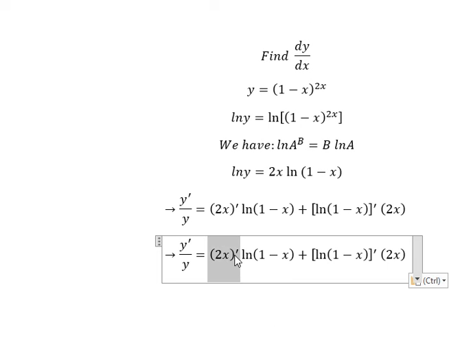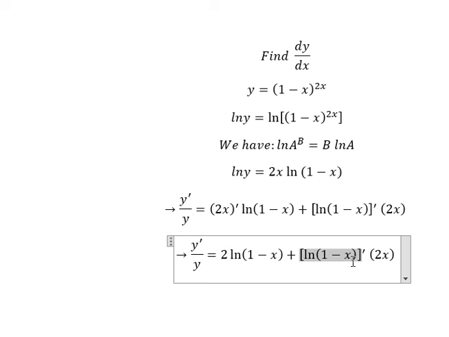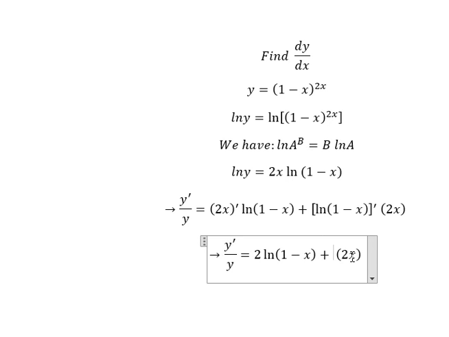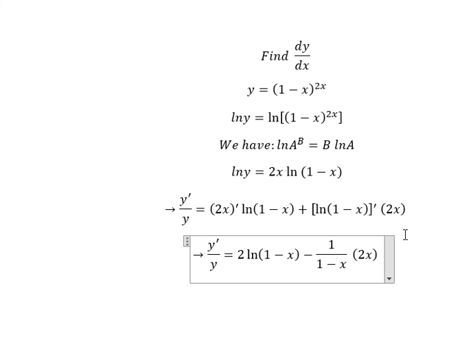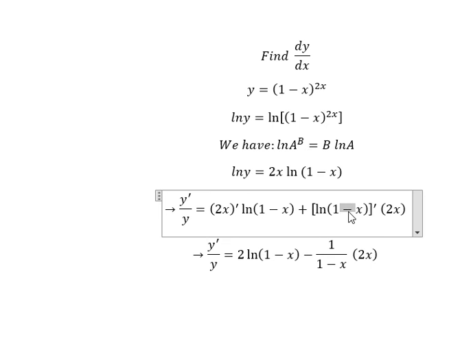So this one we have number 2. This one we have negative number 1 over 1 minus s. Because we have the negative sign in here, that's why when we do first derivative of 1 minus s, we have negative number 1 in here.